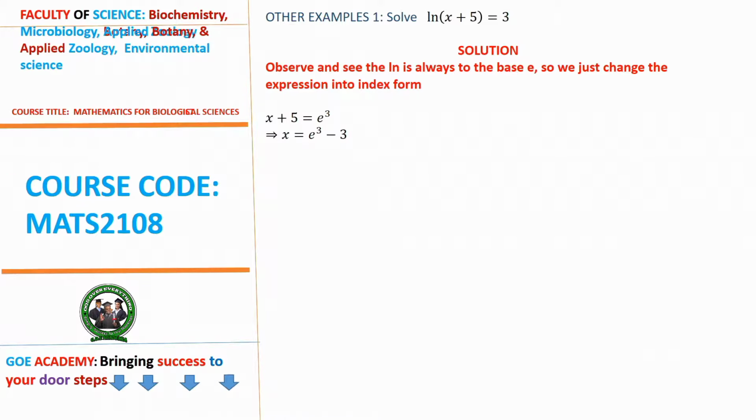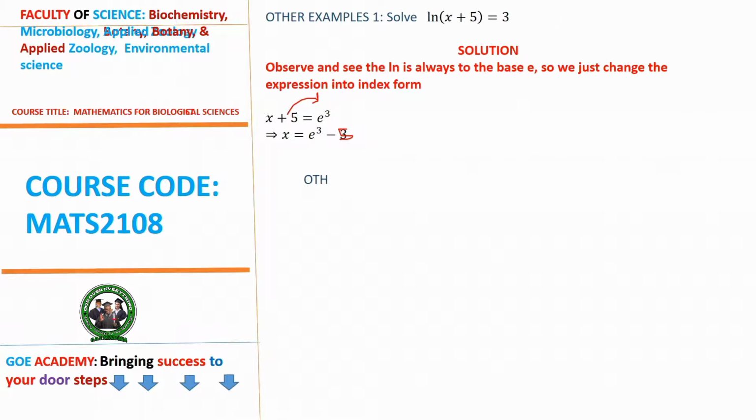When something is crossing an equality sign, the sign has to change. If it was positive and it's crossing, the sign has to become negative. I'm sorry, here is supposed to be 5, minus 5. So we're going to have x equals e raised to the power 3 minus 5.